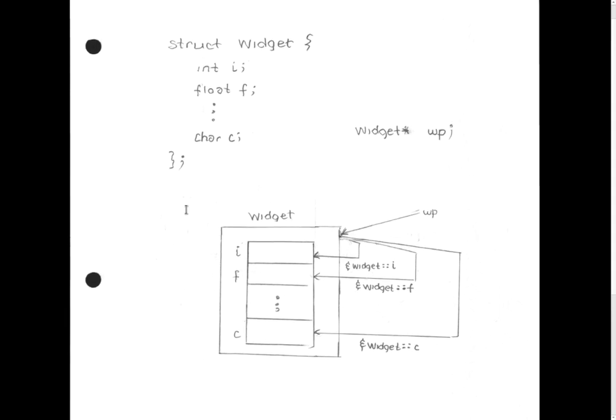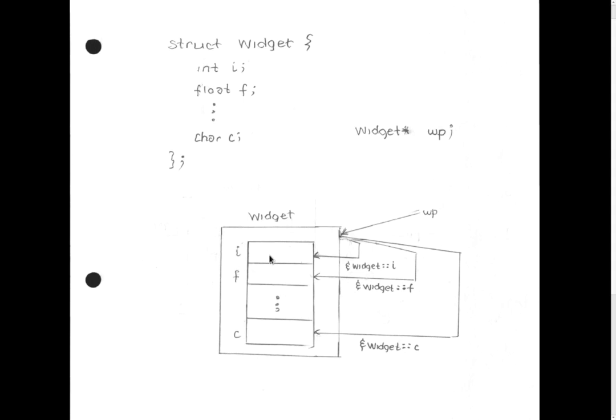Suppose we have some type called widget, for example, and it has a few data members. We have an int i, a float f, some other stuff, and then a char c. And then we have some kind of pointer which is pointing to the widget, which is called wp. So in terms of a picture, the pointer is going to point to basically the first address in memory where this particular object resides. The way to help conceptualize the idea of a pointer to member in the data member case, you can think of it as an offset from wp to where the data member starts.